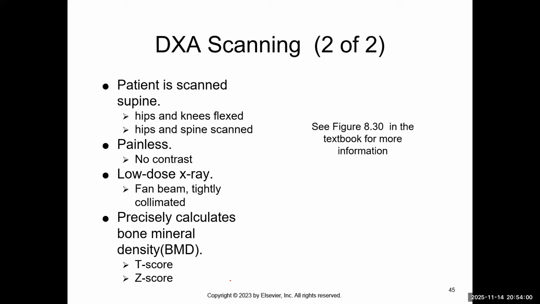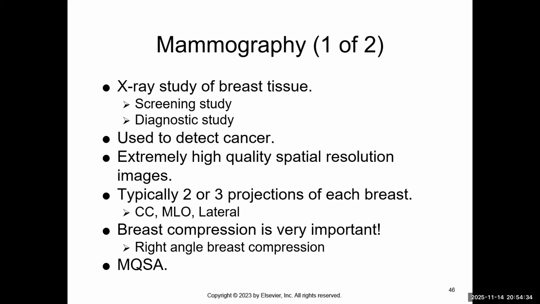One of the scores is based on an average healthy young person, and the other score is your fracture risk, or measurements based on people within your age group. So those scores determine whether you have osteoporosis, whether you have normal bone density, or whether you are borderline osteoporosis. All right, next is mammo.